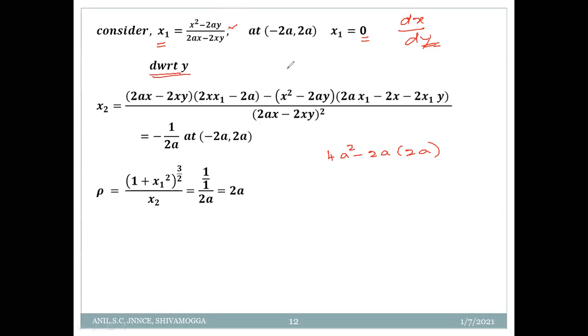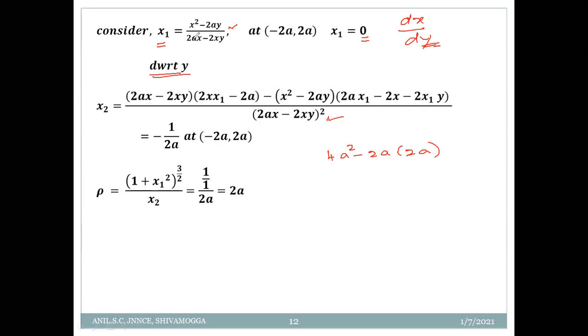Minus 2x into derivative of y is 1. Therefore, minus 2x. Derivative of minus 2x is minus 2x1 into y divided by denominator square. This is the second order derivative. This is clear?